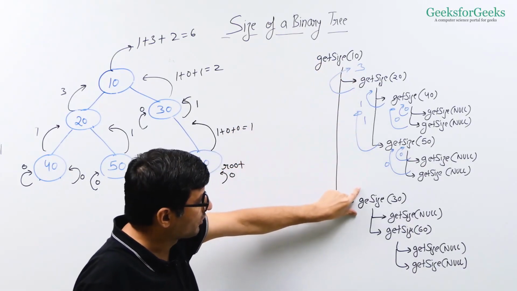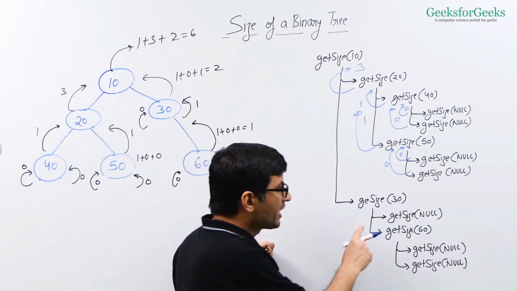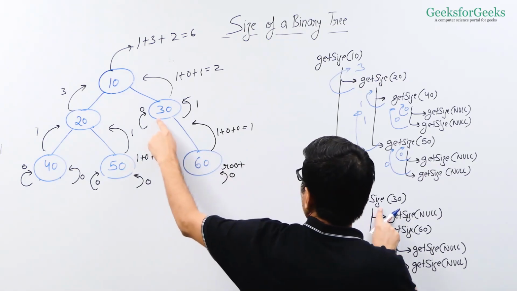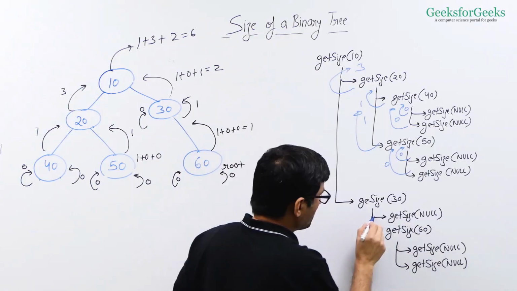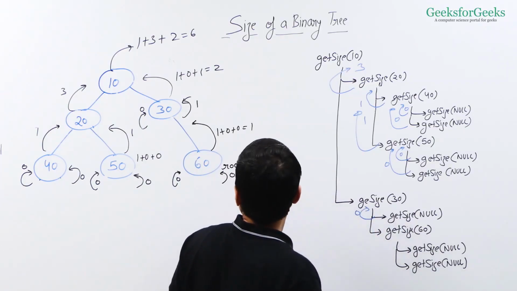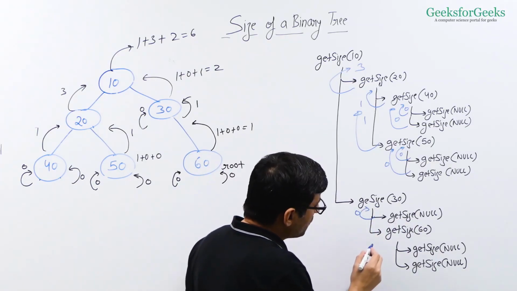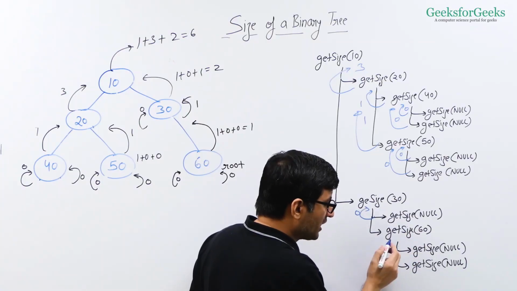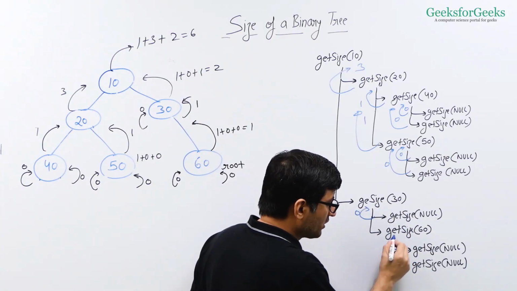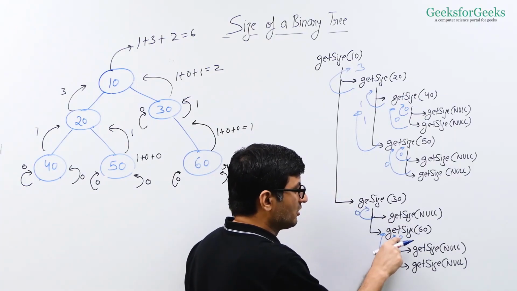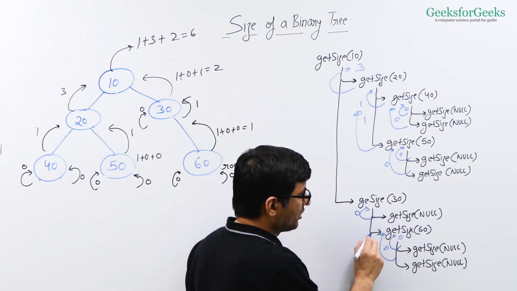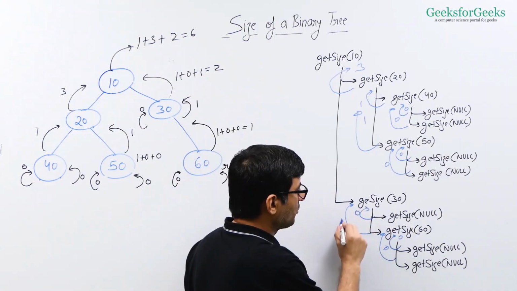So parent, the main code, finished with the left call. Now it made a call for the right subtree. And when it made a call for the right subtree, it called for the null first, which immediately returned 0. Then it called for 60, which made 2 calls for left and right children. And these 2 calls returned 0, 0. So it added 0, 0 and added 1 to it. So it returned 1 to its parent.